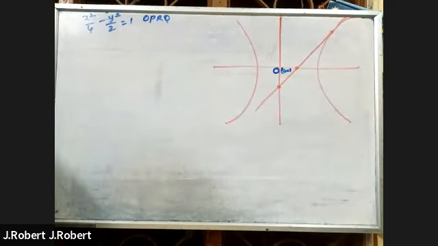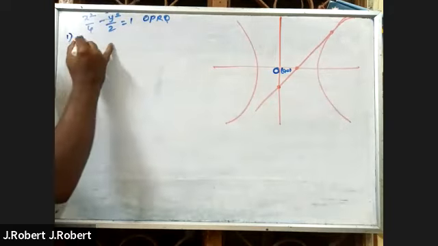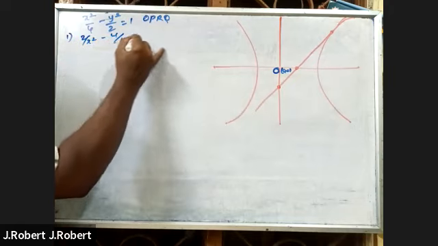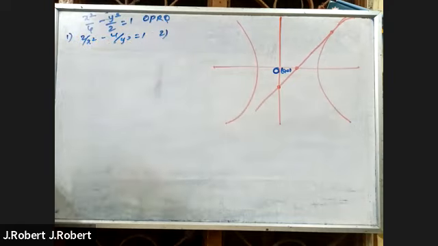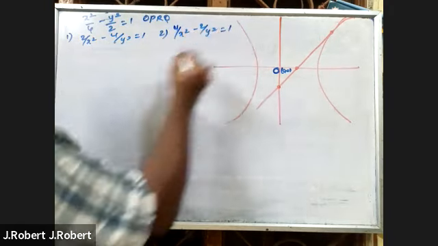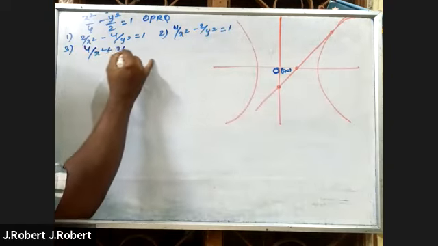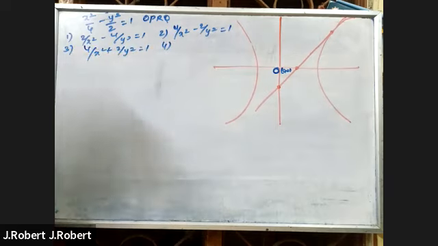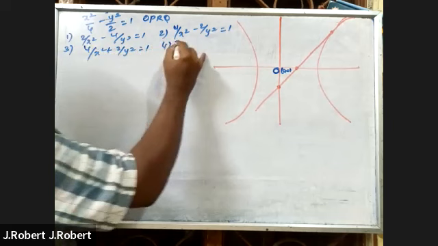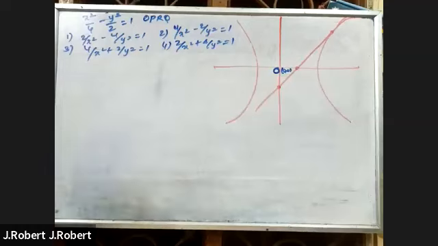Then R lies on: option one, x square by 2 minus y square by 4 equals 1. Second option, x square by 4 minus y square by 2 equals 1. The third option, x square by 4 plus y square by 2 equals 1. The fourth option, x square by 2 plus y square by 4 equals 1. So in the locus equation, where R lies. Again, let me repeat the question.